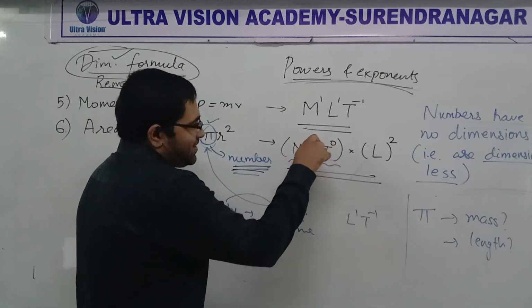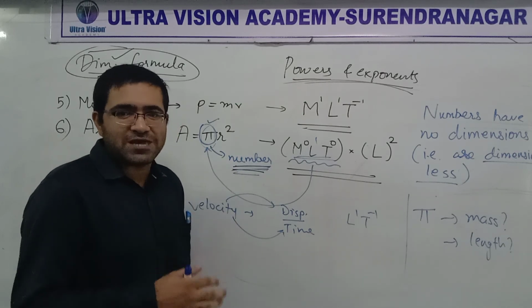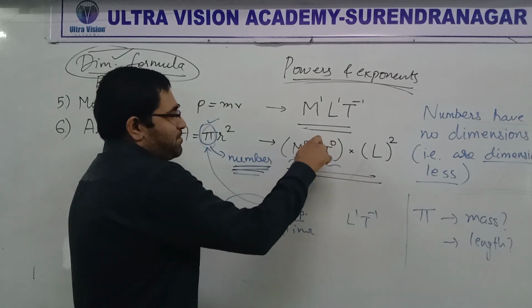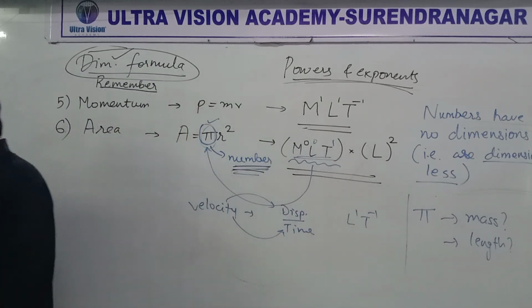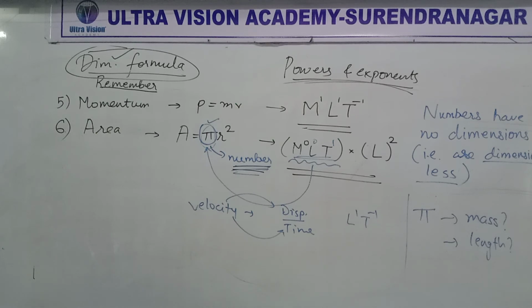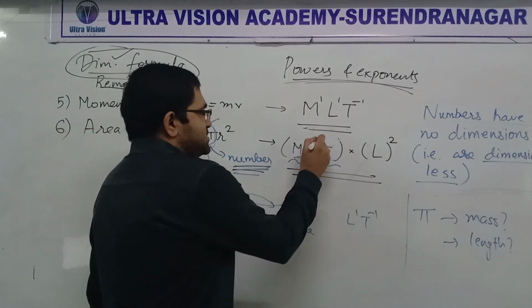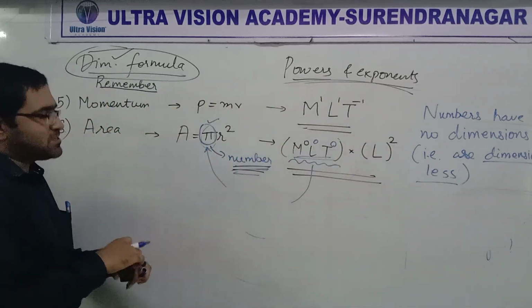If I write L raised to 1, it means I am saying pi depends on length. Scary, the whole world of mathematics will change, right? If I say this is T raised to 1, then I say pi depends on time. That's also ridiculous, don't you think? How can the value of a constant depend on time? So that's why 0, 0.